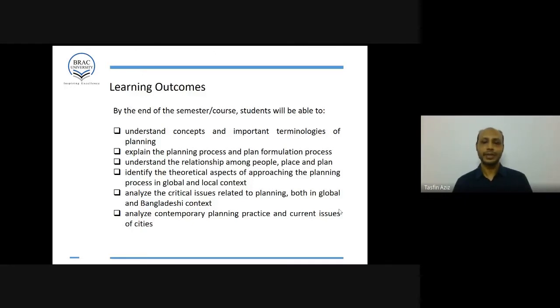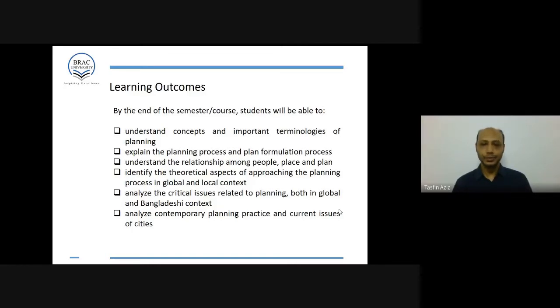What will be the assumed capacity our students will achieve? We understand and assume that after completion of this course, students will be able to understand concepts and important terminologies of planning, important terminologies about cities, city functions and behaviors, and people and places.